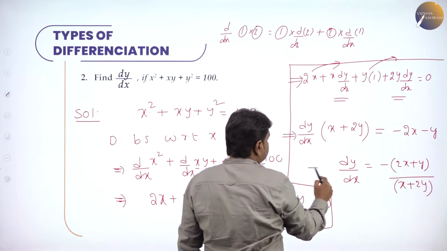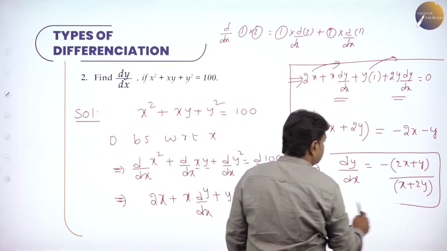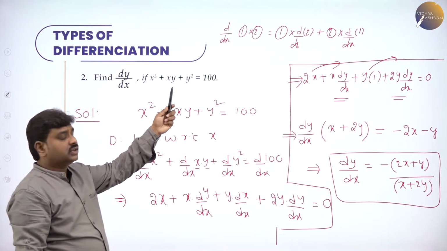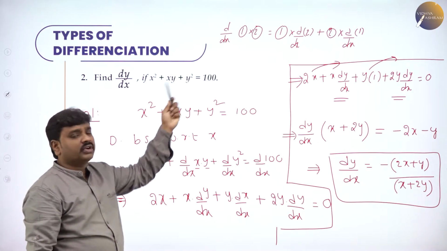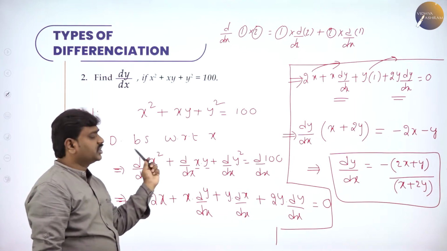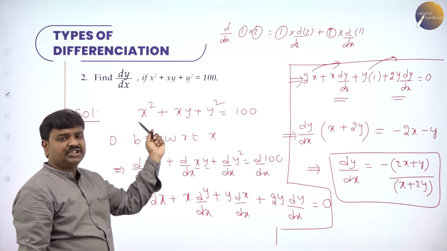So now this is the final answer. We got it. I hope all of you understood. So they gave the implicit function x square plus xy plus y square is equal to 100. So whenever they give an implicit function, differentiate both sides. I have differentiated both sides. Apply d by dx for each term.